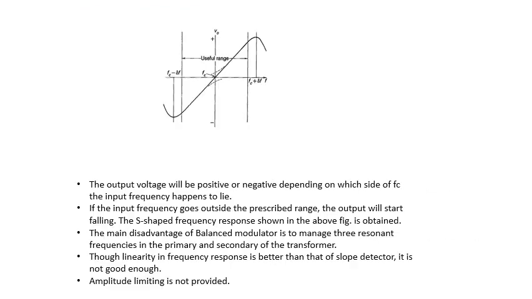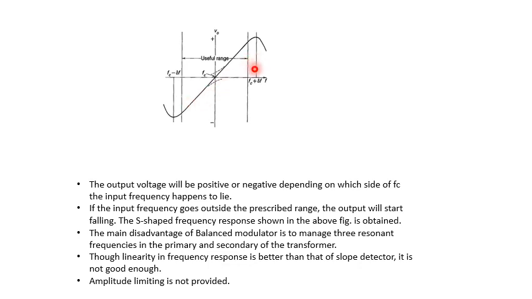As explained in the previous slide, when the frequency of the incoming signal is equal to the carrier frequency, the output voltage is 0. When it is greater than the central frequency or the carrier frequency, the output voltage is in the positive direction. And when the incoming frequency is less than the carrier frequency, it is in the negative direction.